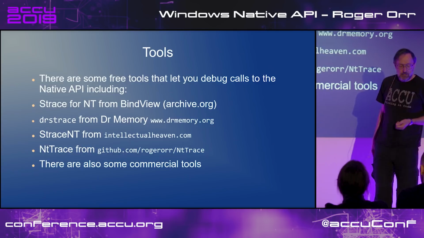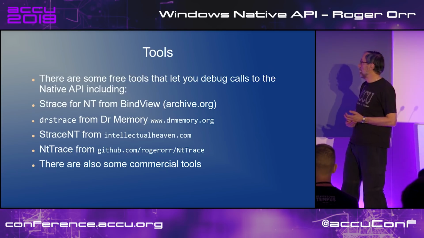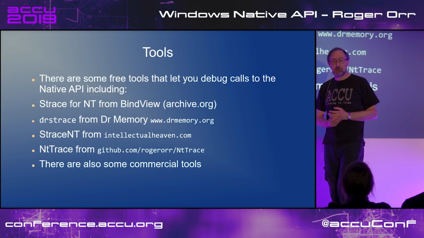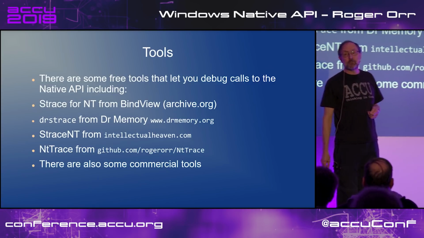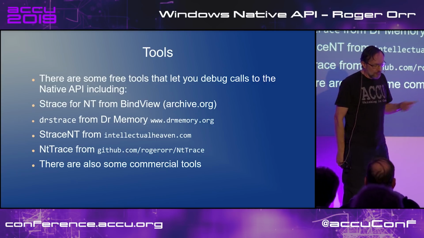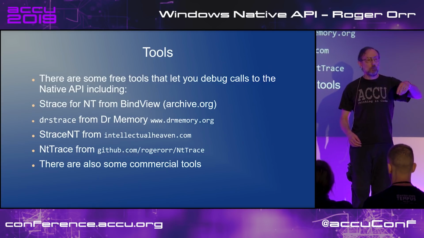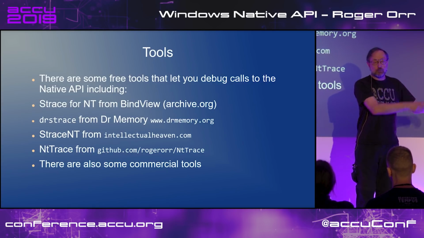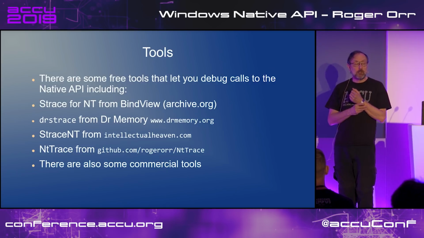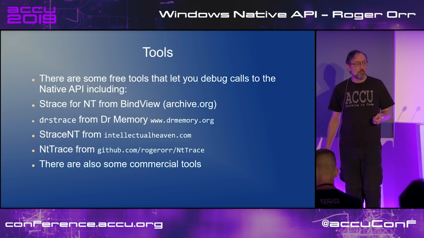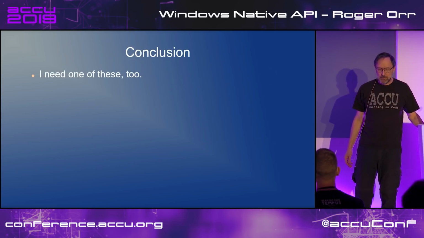There was one called strace for NT from BindView, but that doesn't seem to be under active development. There is a Dr. Strace from Dr. Memory that I failed to get working on either of my machines, but I believe it should work. There's strace NT from intellectualheaven.com. And I've got one called NTtrace that just uses the Windows debug API to patch all the codes for the entry and exit of the native calls and dump out the arguments, a bit like strace. And there are some commercial tools. So if you're interested in that, there are places you can go to get some information. And there may be a new one I've failed to find because it does change a little bit.